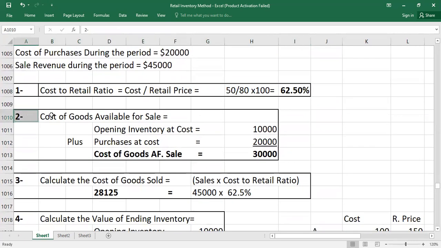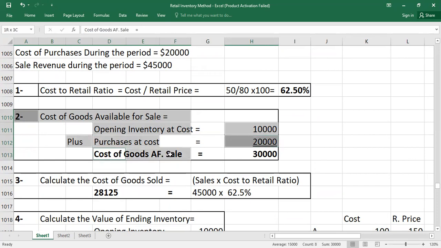Step number two, if you want to calculate the cost of goods available for sale, here you will take opening inventory at cost. This is really important. Don't use the retail price of opening inventory here. No, you will take opening inventory at cost. Okay, let's assume it is 10,000. Then you will add purchases at cost. For example, it is 20,000. So this is what is called cost of goods available for sale, which is 30,000.